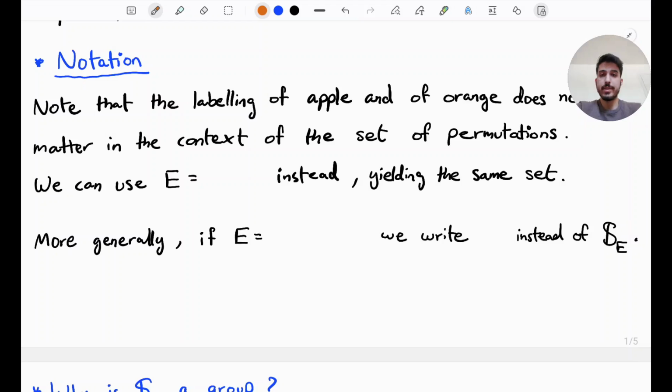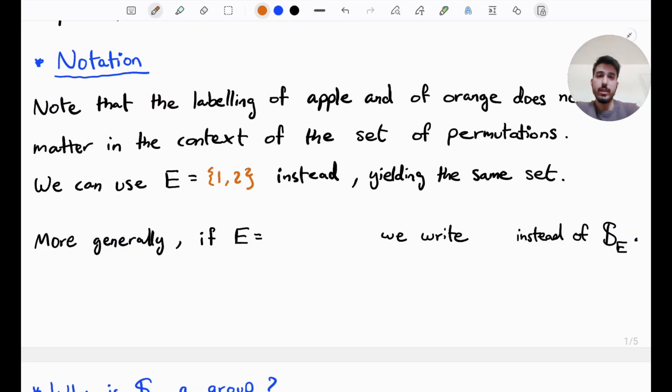So when we consider the set E, we do not really care about the labeling of the elements so much as the ordering of the elements. So instead of apple and orange, we can just say the numbers 1 and 2 to relabel the elements. So E could be just 1 and 2. So in this case, the set of permutations would contain identity and sigma, where identity sends 1 to 1 and 2 to 2, and sigma sends 1 to 2 and 2 to 1.